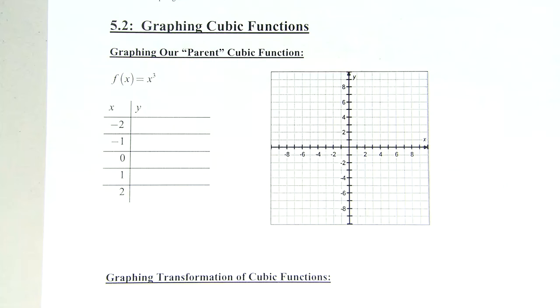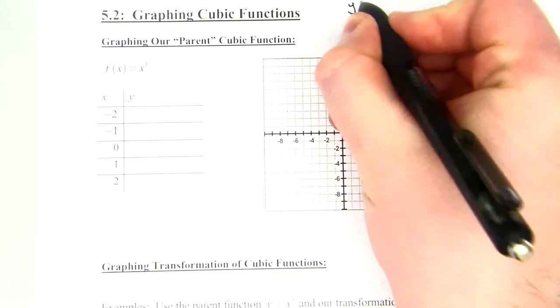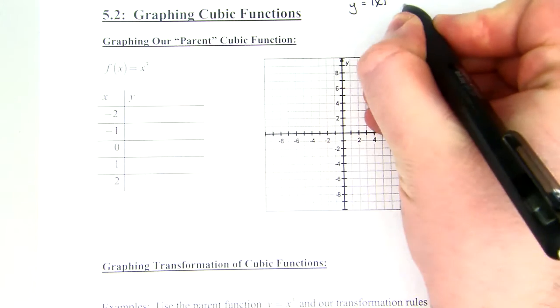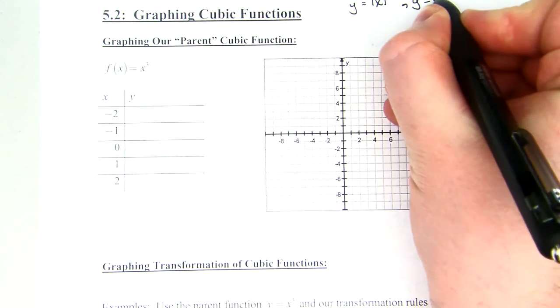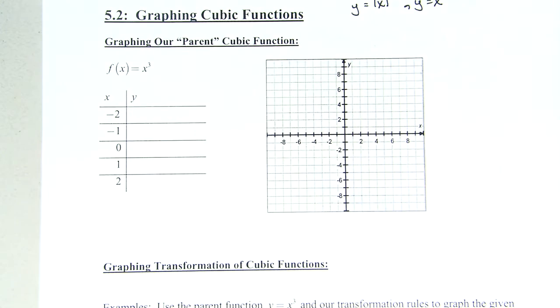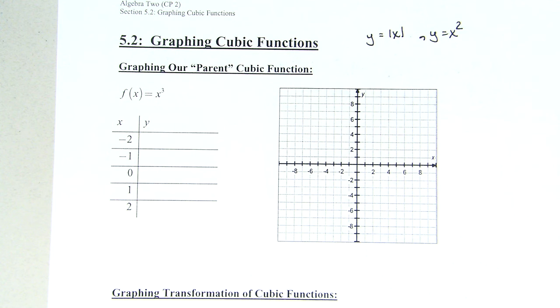So there's one more section we're going to take a look at today. I promise you this is going to be easy and it's going to go pretty fast. Section 5.2, we need to look at graphing cubic functions. And this is actually going to be the same story that we did earlier in the year with our y equals the absolute value of x and our transformations, and from the last unit our y equals x squared with our transformations. Basically, we're going to learn a new parent function and we're going to transform it.